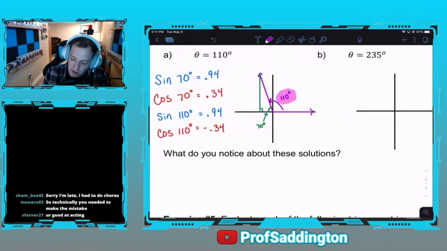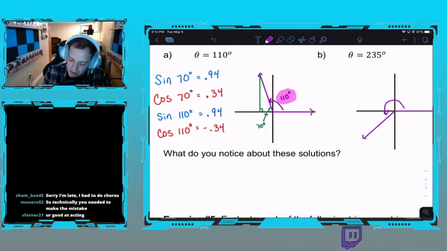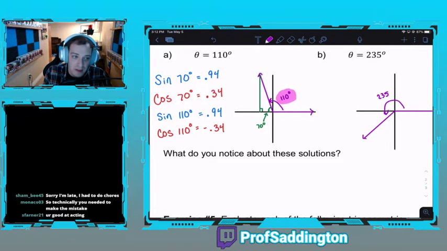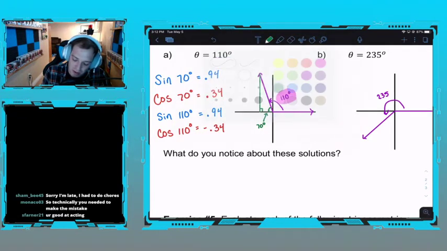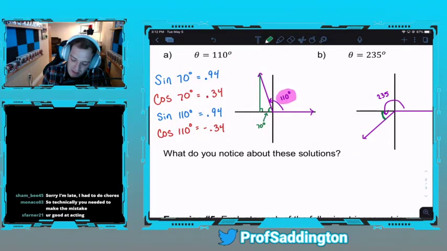So if I go to do the next one, I got 235. 235 is going to be down here in the third quadrant. So that was 235. And we also need to find the reference angle.